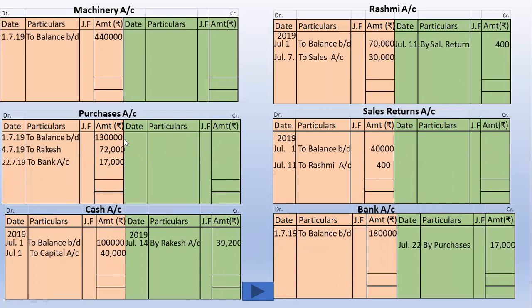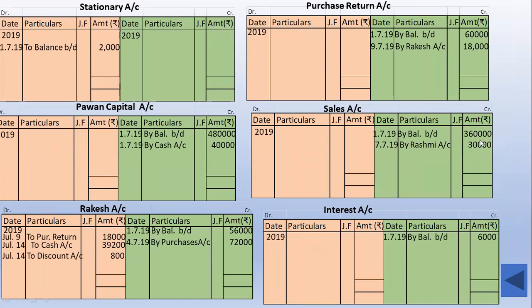Cash sales rupees 8,000. This transaction shall be recorded as cash account debit side. See, in cash account debit side rupees 8,000, cash account debit to sales account, and in sales account credit side rupees 8,000.